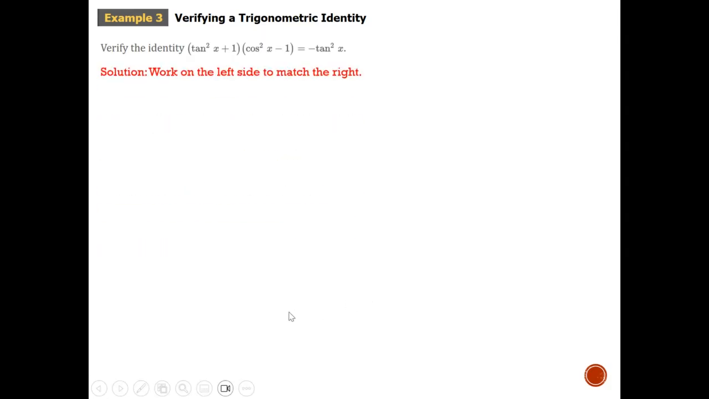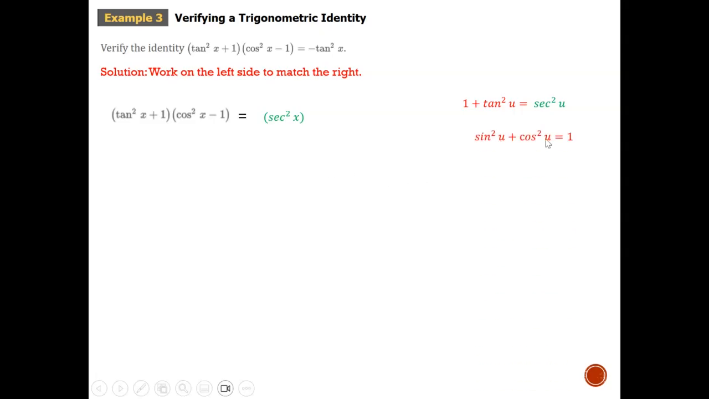Now let's do example 3. Okay, we're going to work on the left side to match the right side. So here, guys, I'm going to use the Pythagorean identities, because if you multiply tangent squared x and cosine squared x and all that stuff, it's going to give you something really hard to simplify. So again, every time you see something squared, either a trig function or trig expression, go to your Pythagorean identities. So 1 plus tangent squared u is equal to secant squared u. So I'm going to replace tangent squared x plus 1 with secant squared x.